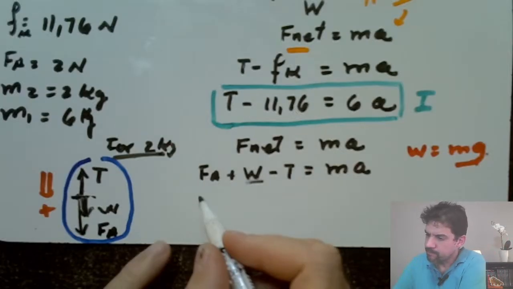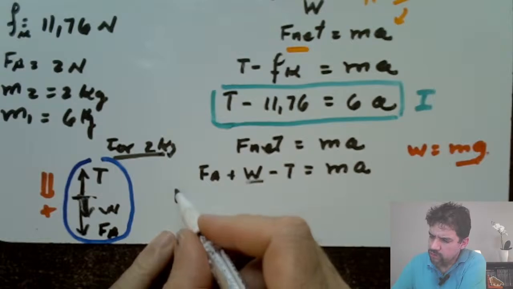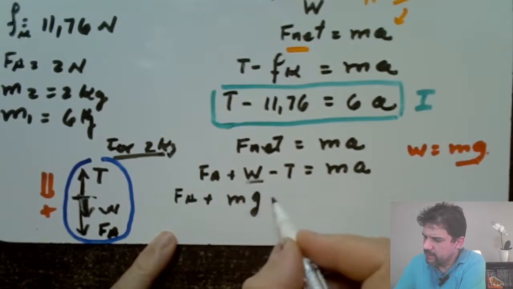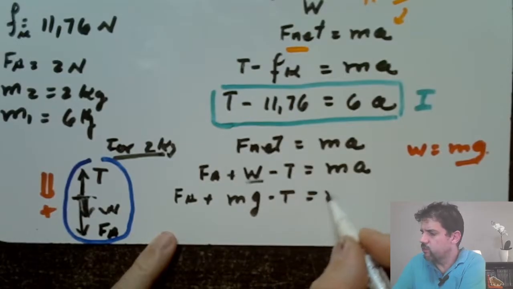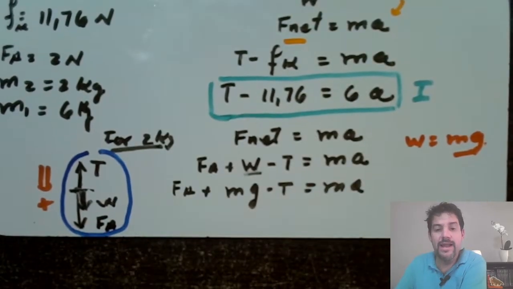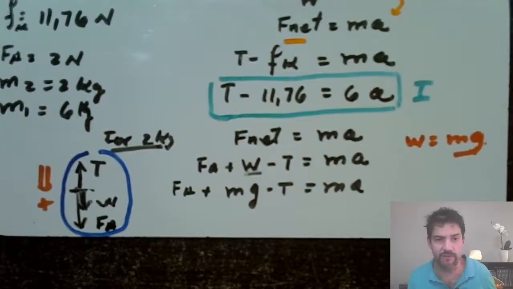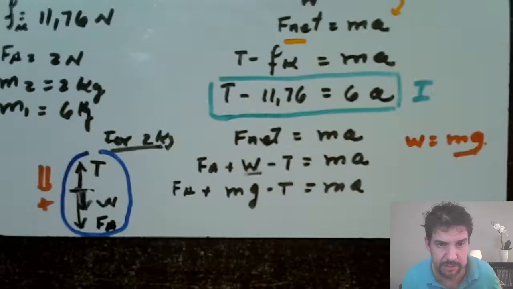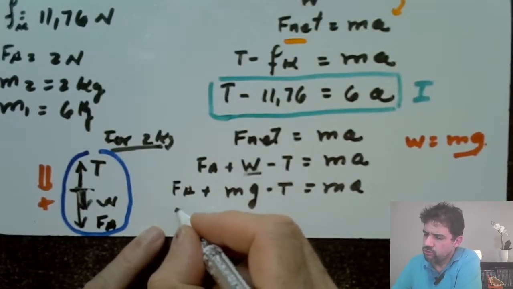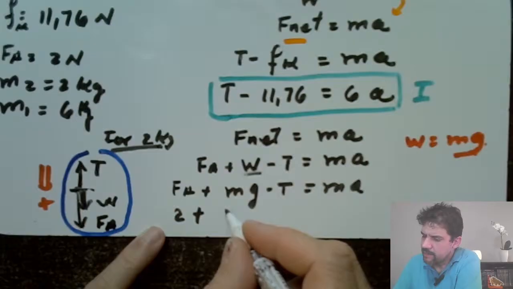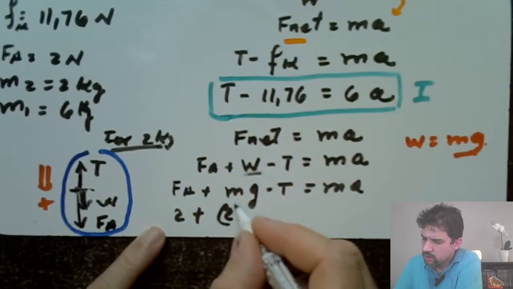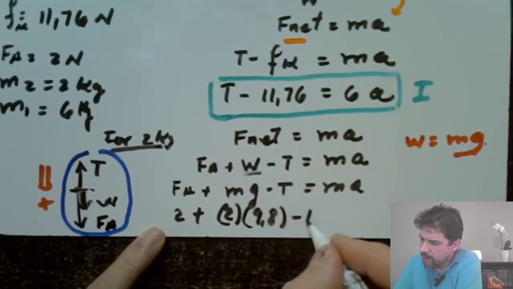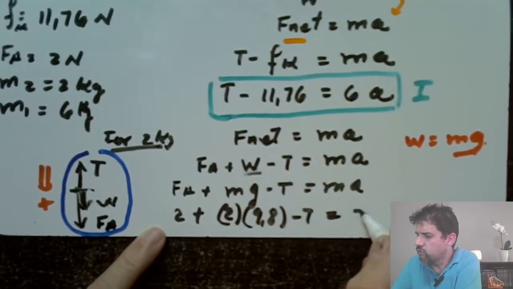So now here, applied force, I'm not going to substitute yet, plus weight is mg, minus T is equal to ma. There we go. Now I am going to substitute the numerical values. So applied force is 2. Let me show you, there is 2. It's shown in the picture. Plus the mass is also 2. Acceleration due to gravity is 9.8. Minus T is equal to 2a.